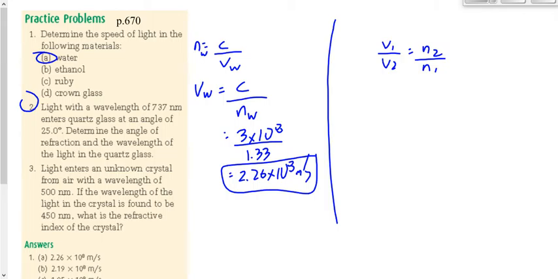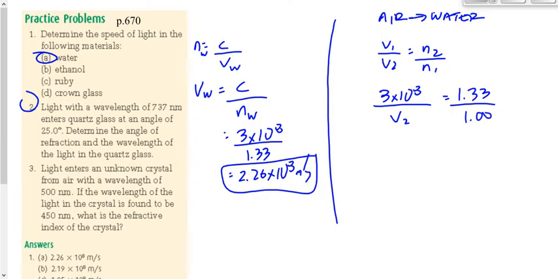Let's say we're going from air to water, although we could really go from anything to water here. v1 would be the speed of light in air, which is 3 times 10 to the 8 meters per second. v2 would be the speed of light in the water, equals n2. n2 is the index of refraction of the water, 1.33, over the index of refraction of air, which is 1.00. When I rearrange this, I end up getting v2 is equal to 3 times 10 to the 8 divided by 1.33. Go figure, it ends up being the exact same thing as what I just did, just a little bit longer, a little bit more roundabout way of getting there.